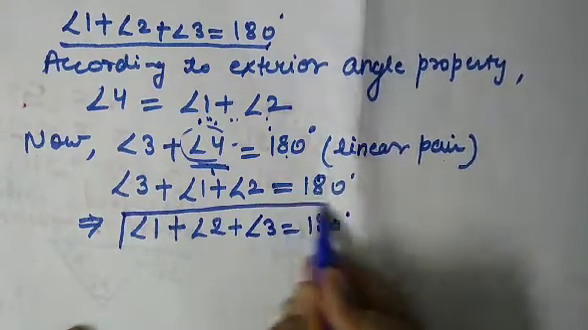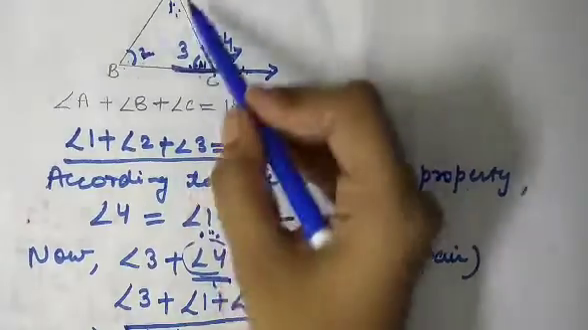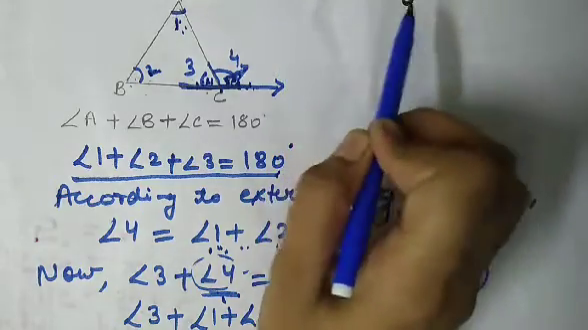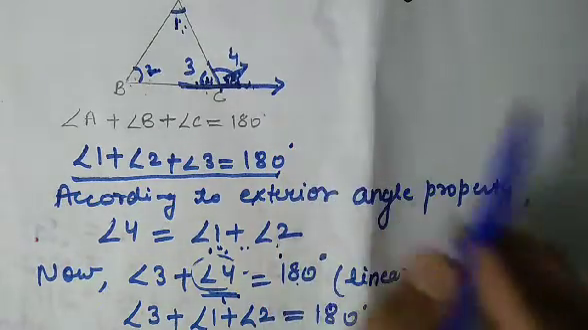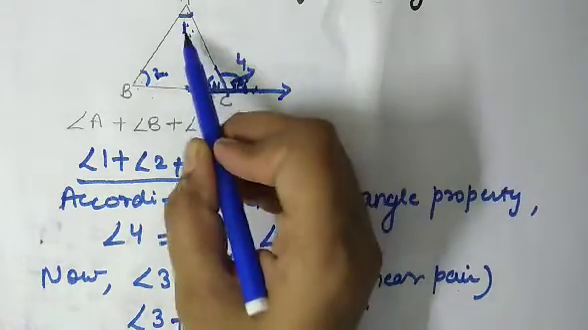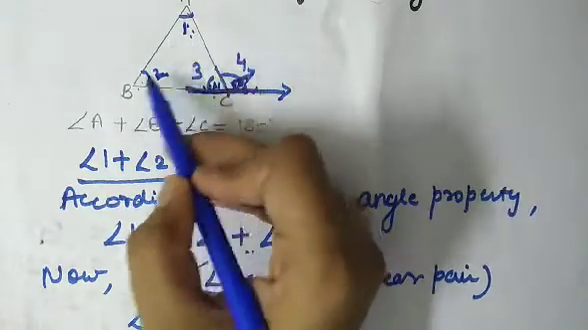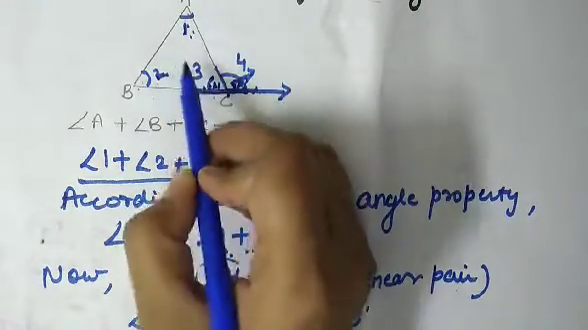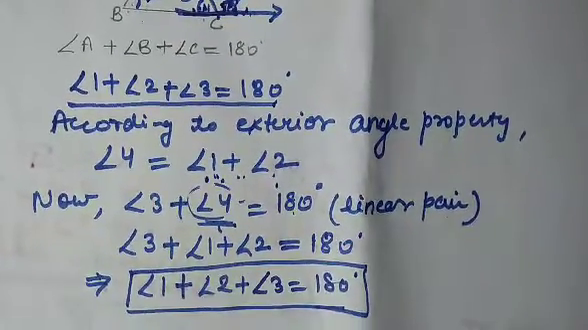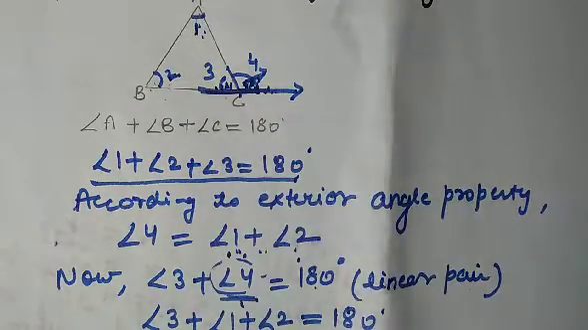This is what we have to prove, and we have proved that the sum of interior angles of a triangle is equal to 180. This is the angle sum property of a triangle. So at last we can say that the angle sum property of a triangle states that the sum of interior angles, all the angles that are there, 3 in number, is 180, and the proof we have discussed. So we can say angle 1 plus angle 2 plus angle 3 equals 180.